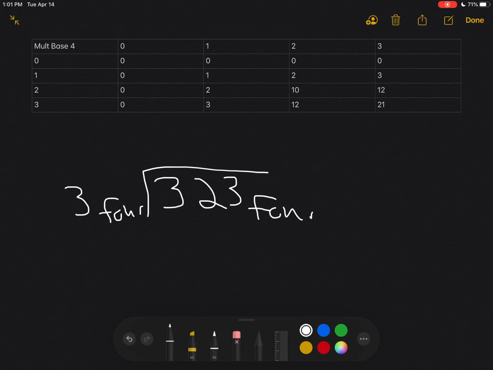First, I want to see how many times does 3, my divisor, go into 3, the first digit of my dividend. 3 goes into 3 once. I can see that if I look at the table above, but you know that already. I put the 3 down here and subtract. That gives me 0. Now I bring down this 2, and I'm asking myself, how many times does 3 go into 2? Again, you could look at the table to see, but you know it doesn't go in. It's going to be 0 times.